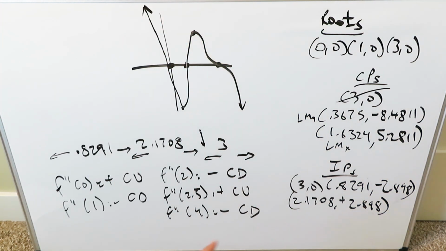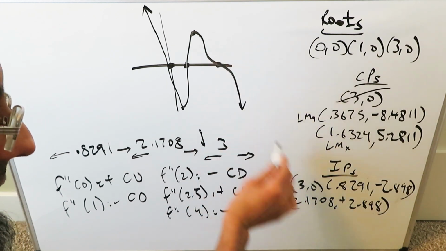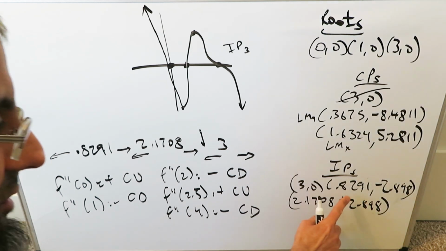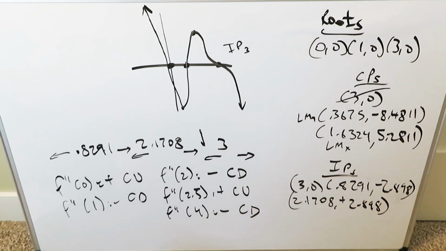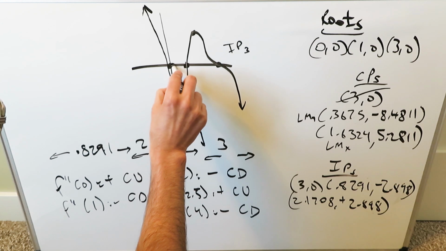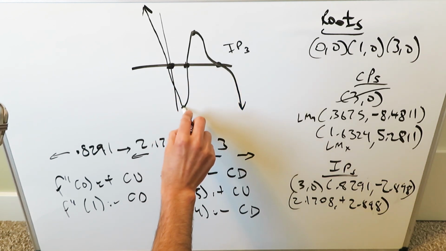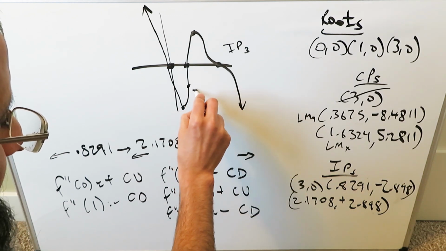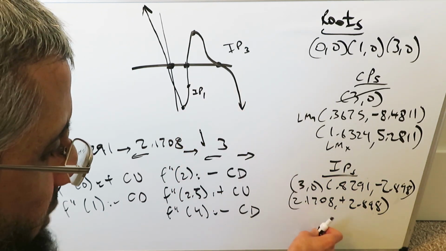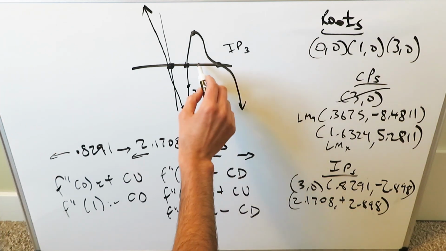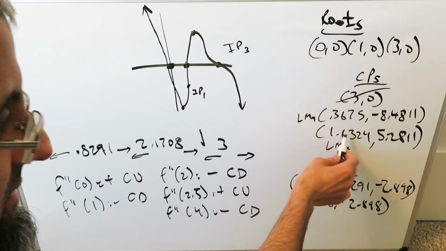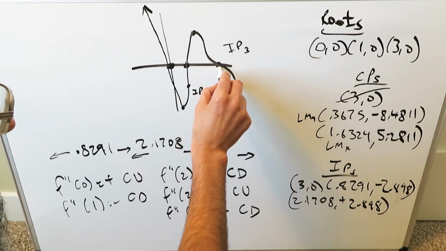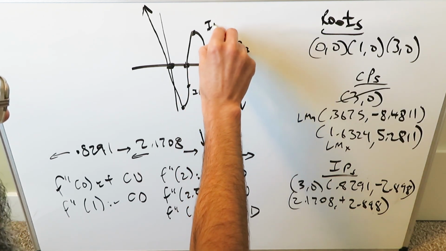Now let's bring in our inflection points. I have (3, 0), which is right here. That's one inflection point. We'll call it IP3, inflection point 3. We have (0.8291, -2.898). If this right here is (0, 0), this here is (1, 0), and here's 0.3675, then 0.829 will be somewhere right here, my inflection point 1. Look right here, (2.1708, 2.898). This right here is 1, and this right here is 1.6324, my local maximum. Then 2.1708 will be somewhere close to 3. We can just say it right here. Here's my inflection point 2.